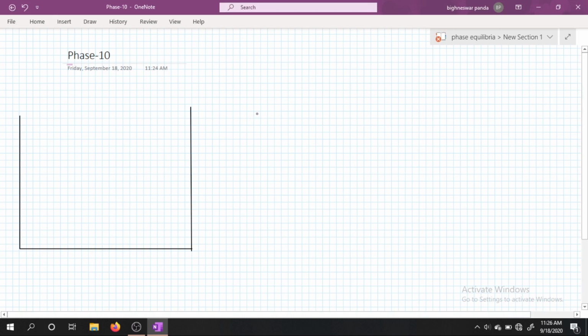In the previous class we have discussed about eutectic. So what is eutectic point? Here we have taken component A, here we have component B. Both are in solid form. Here it is 100% of A, here it is 100% B.